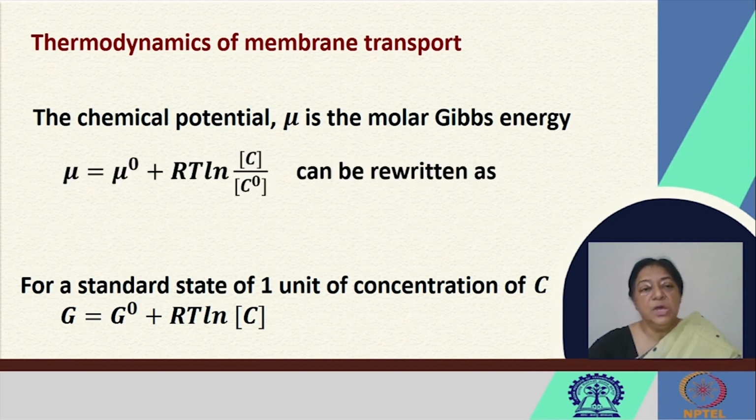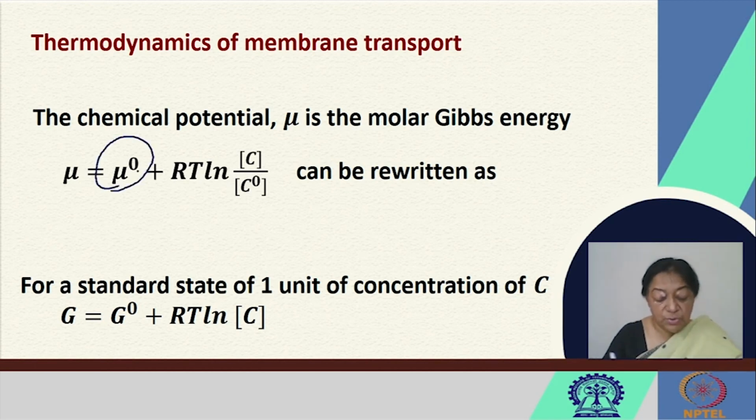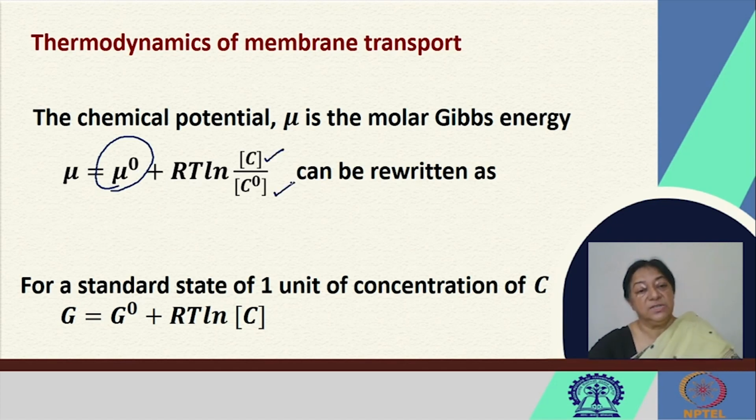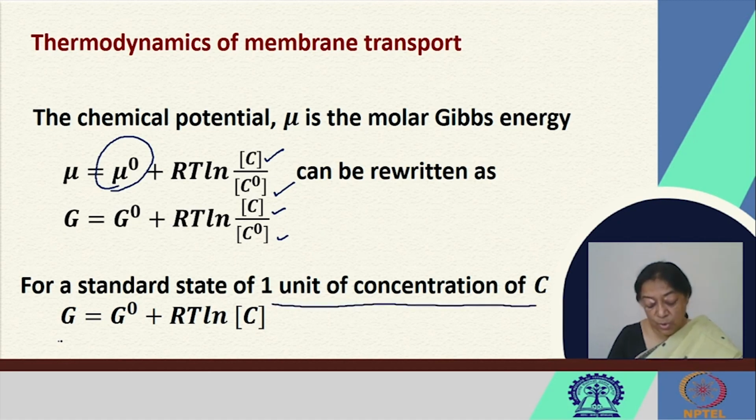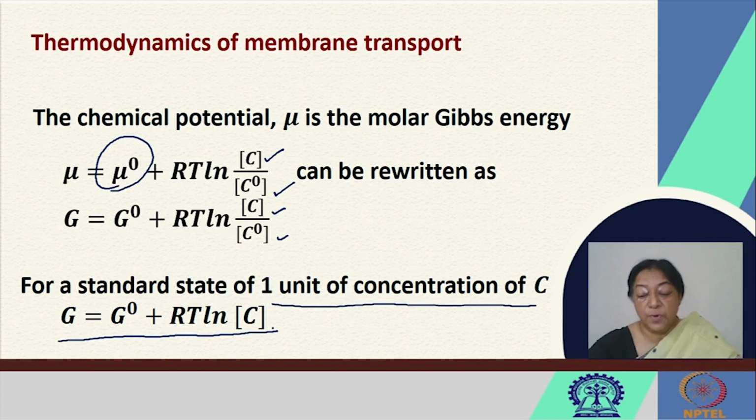So if we look at the standard expression for the chemical potential, where we have the standard chemical potential given by mu 0, and we have the different concentrations, the concentration C and the standard state of concentration, in this case, which would be 1 unit of concentration of C, making this G is equal to G0 plus RT ln C by C0. Considering 1 unit of concentration, we can reduce this to this form.